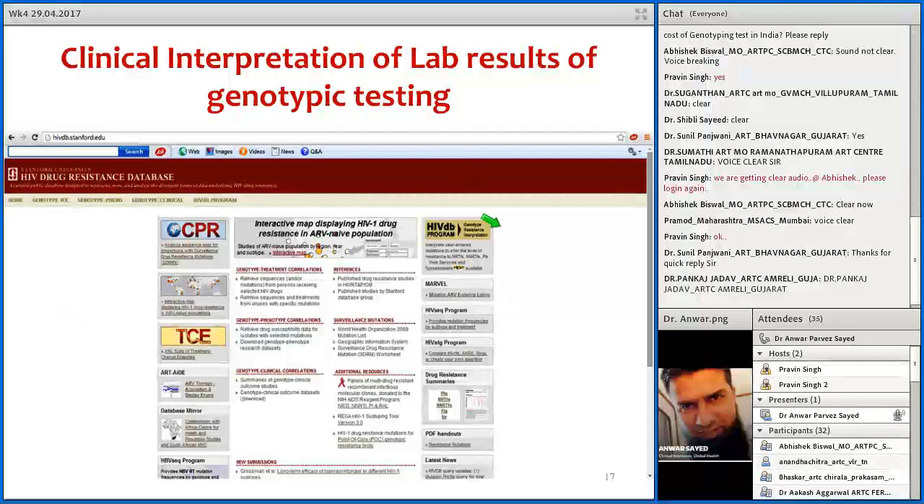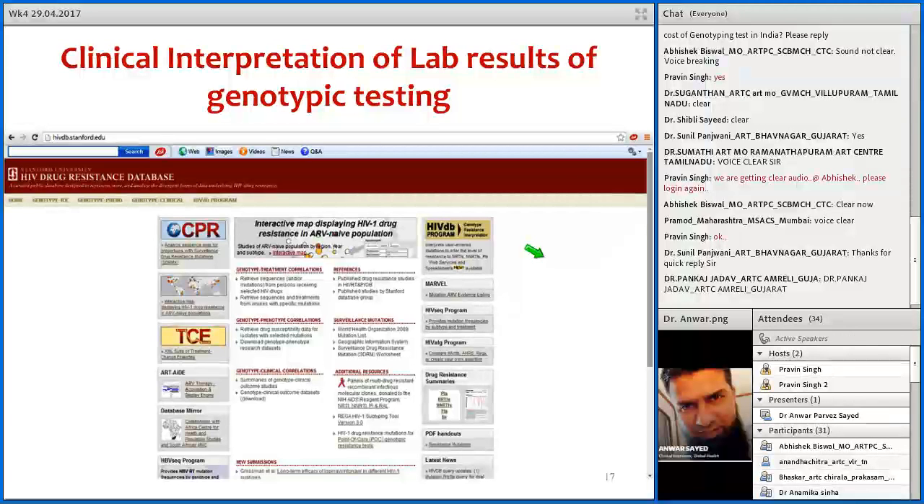There are many databases which will help you in interpreting this mutation report. This is one example: hivdb.stanford.edu. It is an open, free site where you can practice. If you have mutations, just put them in and it will give the interpretation. I'll show you how that interpretation is done and how we'll come to that. You can practice it in your center also.